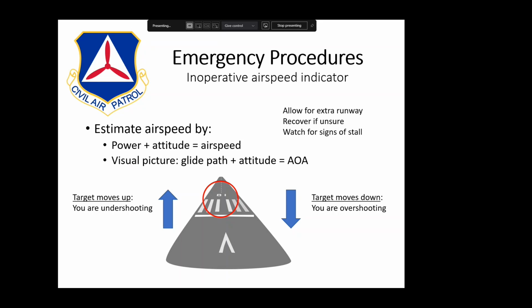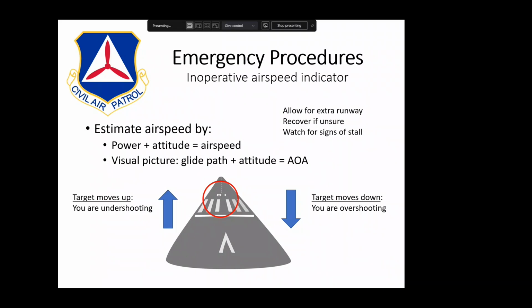Now, the old phrase, power plus attitude equals airspeed, is essentially correct. So if we don't have an airspeed indicator, we should be able to use our sight picture and knowledge of what our typical power settings are. And we should be able to maintain a reasonably constant airspeed, even without the use of the airspeed indicator.